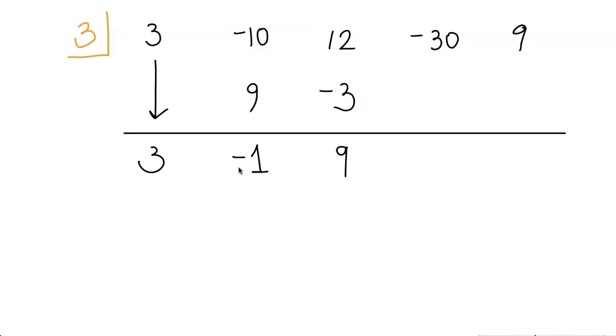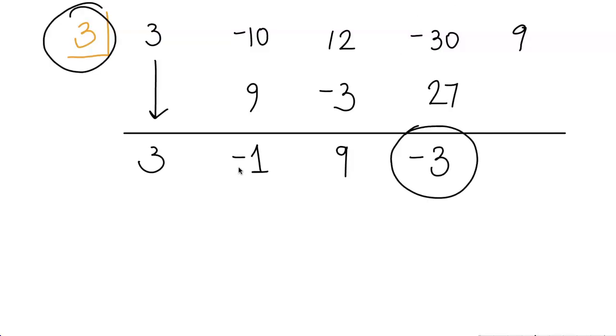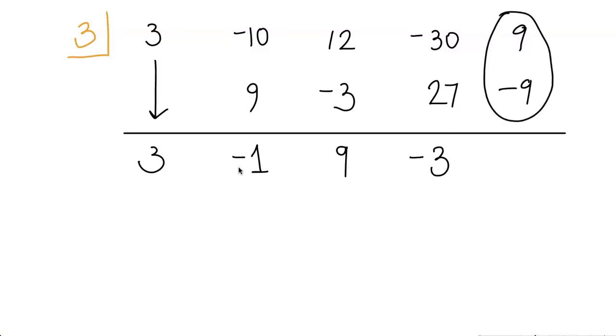Now let's multiply again. 3 times 9 is 27. And we're back to adding these two numbers that are on top of each other. Negative 30 plus 27 is negative 3. Now finally, I'm going to do 3 times negative 3, which gives us negative 9. And look what happened when you add that positive 9 and negative 9, they add up to 0.